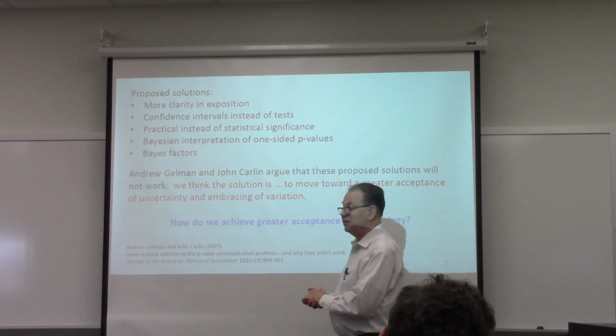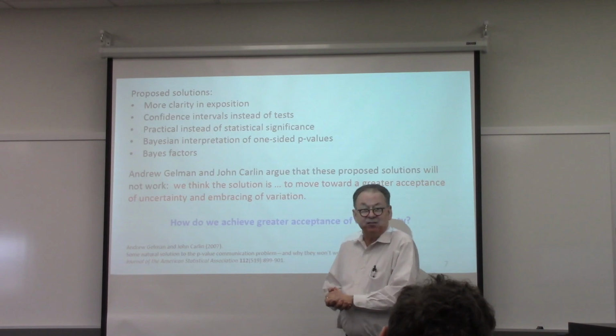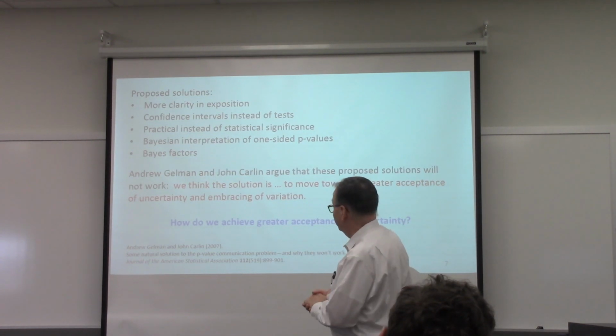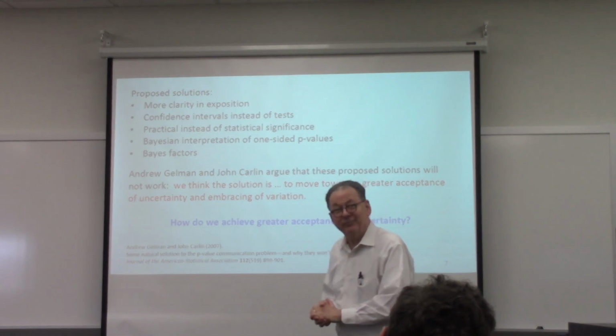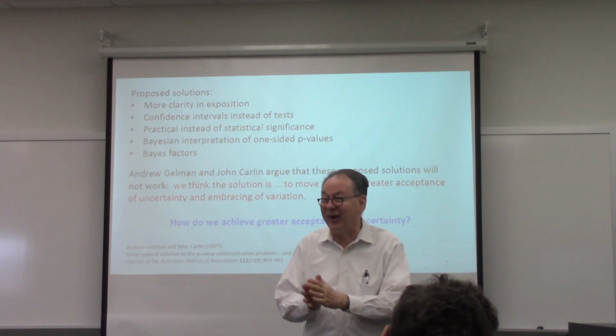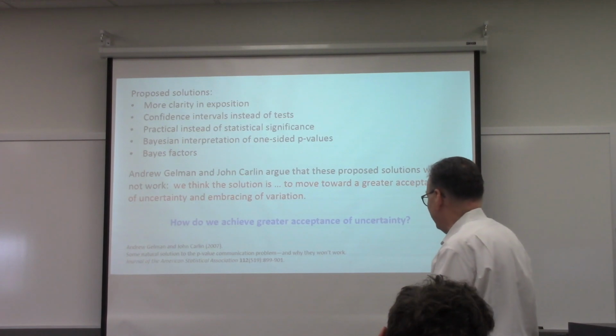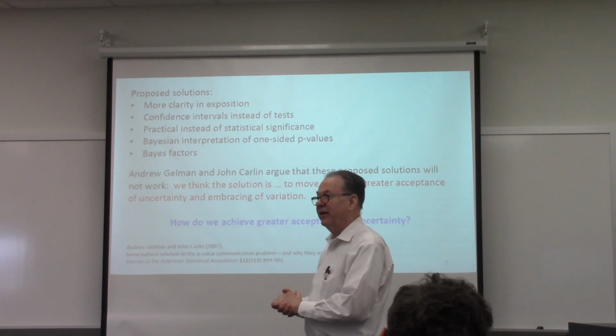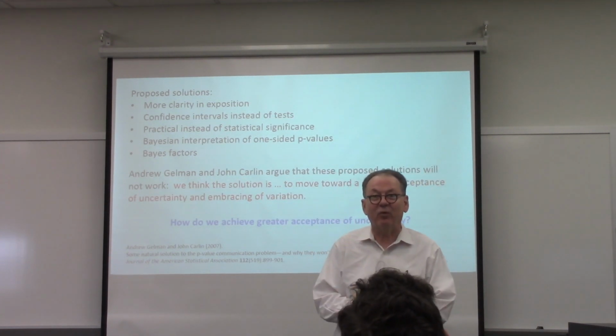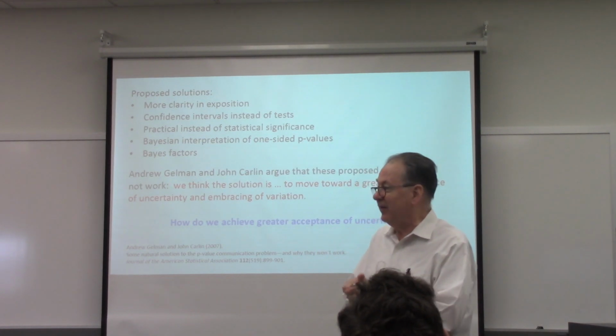So one of the solutions is to use Bayes. Another solution is to just explain it better. We've been trying to do that for 150 years: confidence intervals instead of tests, practical instead of statistical significance. Anyway, I found it a really convincing paper on why this problem is not going to get any better.